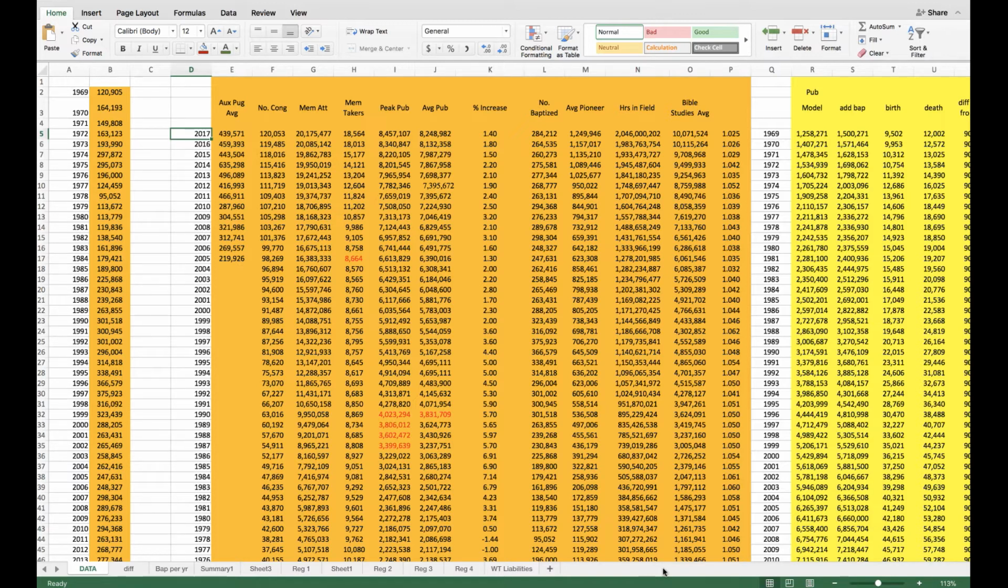manipulation of the data. For example, on this data table that we see here, this is annual data. So this is the average number of publishers. That average is over either 12 months of data or 52 weeks of data. I don't know which, and they don't tell you which. It's probably over the weekly numbers, but I can't say. I don't have that information available to me.